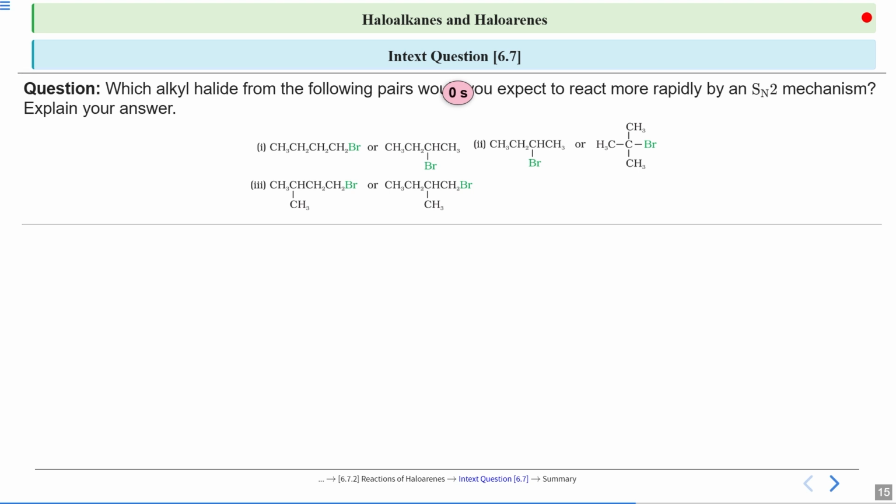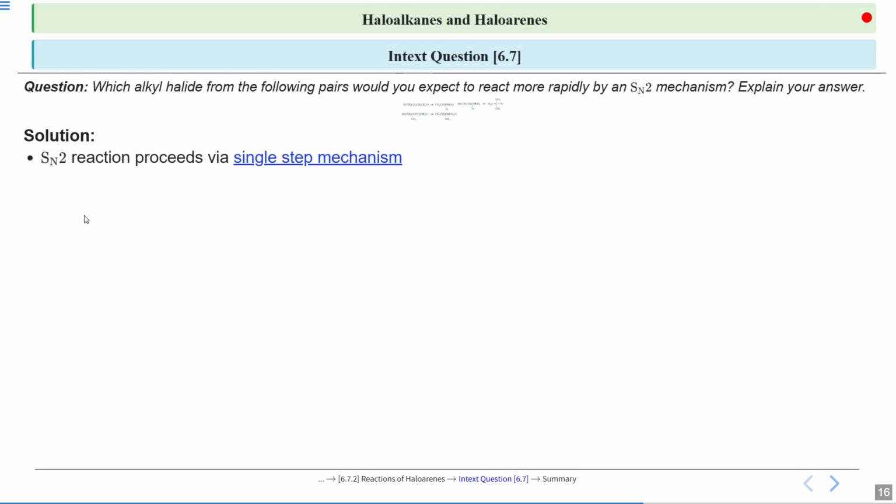Okay, let's see. So the SN2 reaction, we know, proceeds via a single step mechanism. It is a substitution nucleophilic bimolecular reaction, and it proceeds in a single step. The rate of SN2 depends on the steric hindrance of the alkyl halide. Because it is a single step, the nucleophile is going to attack the carbon at which the halogen is present from the opposite side of that carbon halogen bond. Okay, so steric hindrance is the factor on which the reactivity of the SN2 reaction depends.